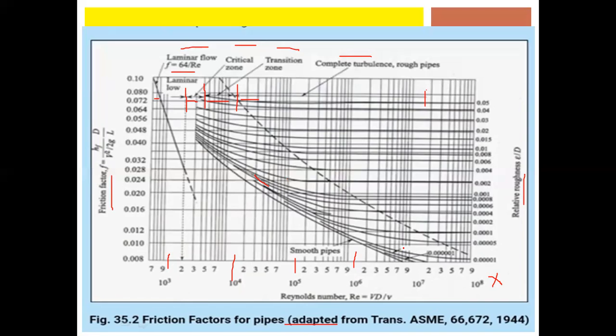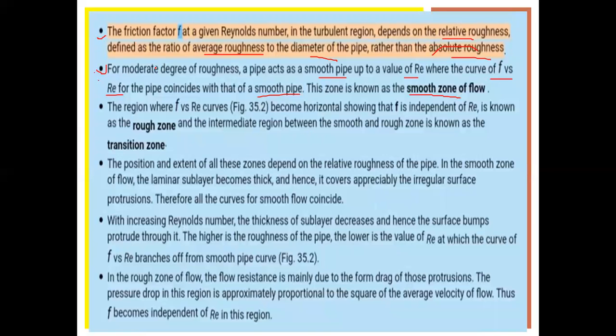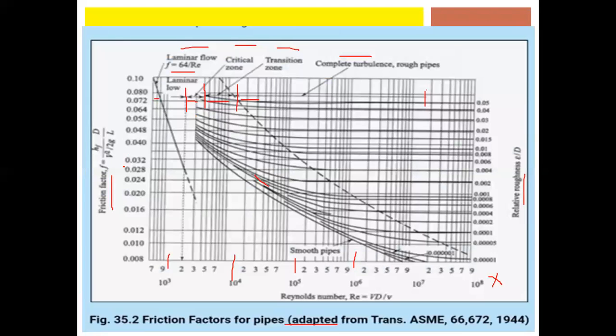What this is saying is that with a moderate degree of roughness, a pipe acts as a smooth pipe up to the value of Re where the curve of f versus Re coincides with the smooth pipe. This is known as the smooth zone of flow. Now, the region where f versus Re curves, see the friction factor f versus Re curves, from here to this one.